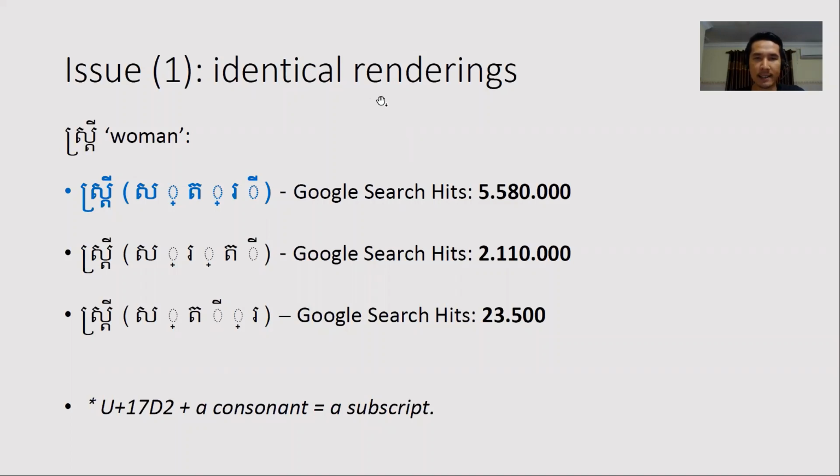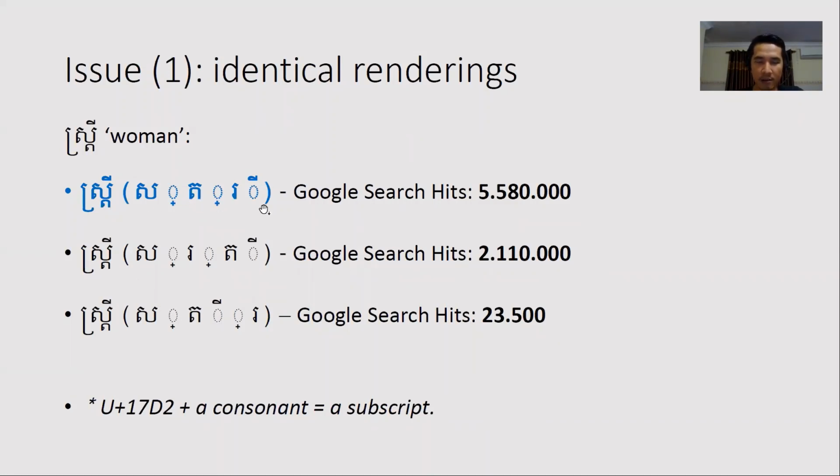I call this identical renderings, but the identical rendering here results from different character ordering. So the number of characters and the characters themselves are the same, but the order is different. Okay, so let's look at this one.